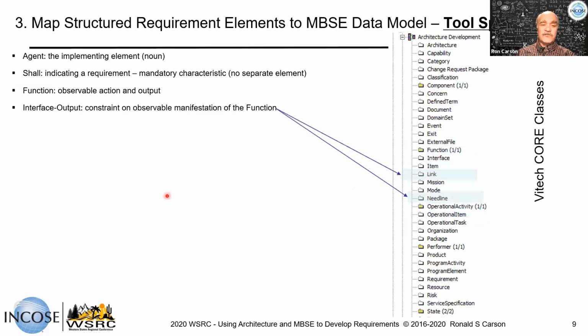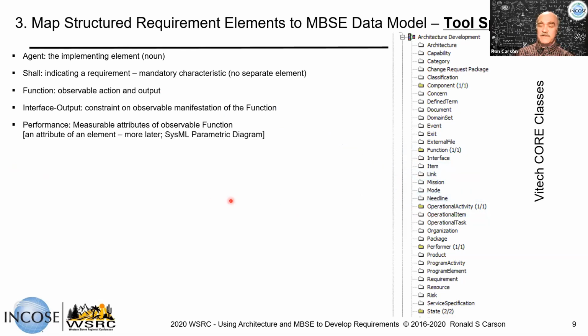The interface constraint for the output is represented by an interface description, the need line in the operational perspective, and the link in the system perspective. So this is where you would call out, for example, a standard or an interface control document for implementing the constraint on the interface that transfers the output, that is the item or the operational item, from the operational activity or function. The performance attribute is not directly represented in the CORE data model.